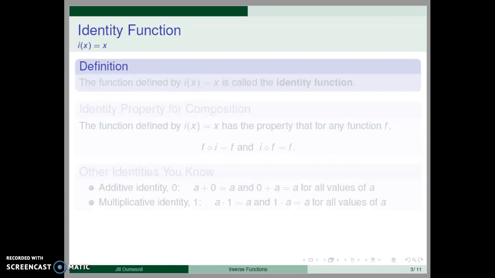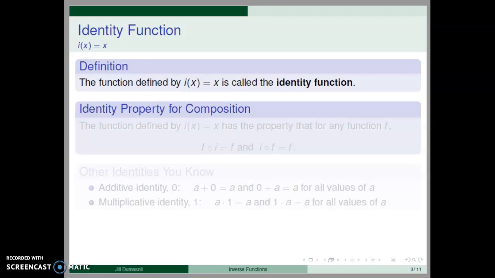We need the concept of an identity function to formally define inverse functions. The function defined by I of x equal x is called the identity function. We have the identity property for composition. That is, the function defined by I of x equals x has the property that for any f, f circle I is f, and I circle f is f. That is, when you compose any function with the identity, you get the function you started with.